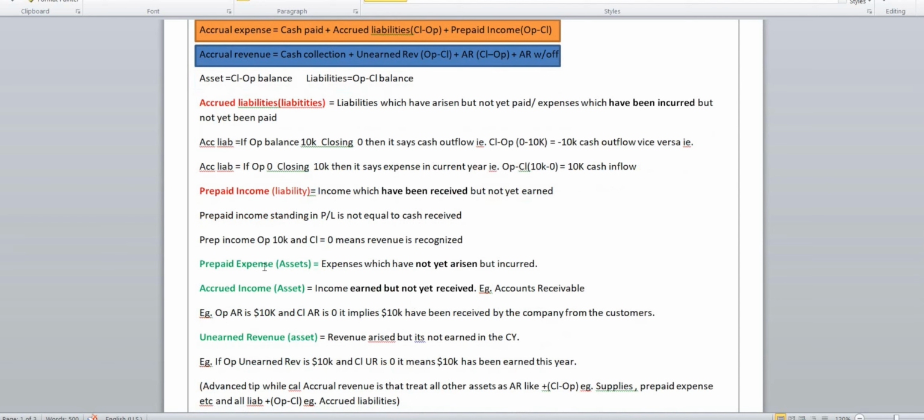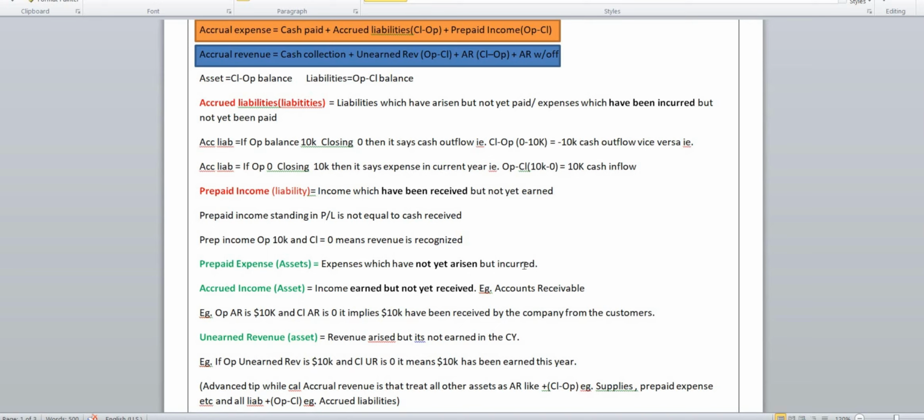Coming to prepaid expenses: they are assets. Though there is expense in the name, we need to know that it's an asset. Why? Because these are expenses which have not yet arisen, but the payment has been incurred. So they are considered as assets.